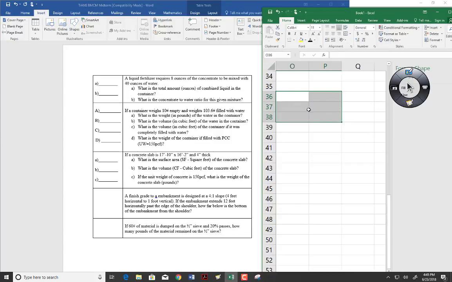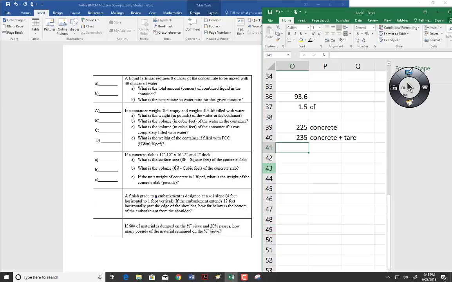Once again, another one of these. So 103.6 minus 10 gives me 93.6. That divided by 62.4 gives me 1.5 cubic feet, which is the volume of the container. And if I filled that up with concrete, I'd take 1.5 times 150. 150 is the unit weight of the concrete. So this is the concrete in the container. And then don't forget to add in the weight of the container. So the concrete is 225 plus the weight of the tare, which was 10. So the tare plus the concrete is 235.